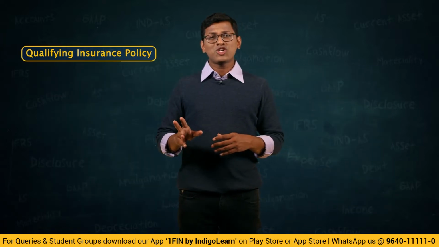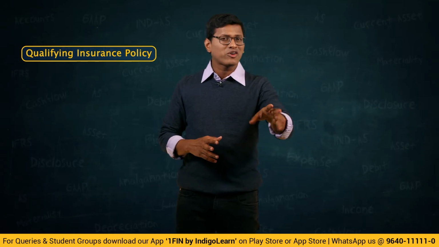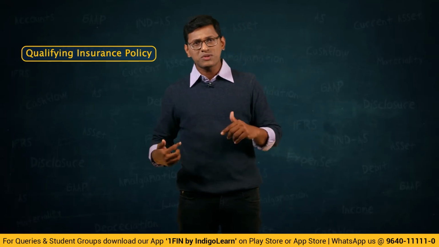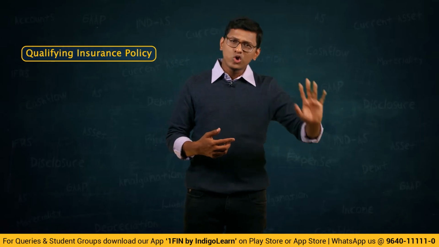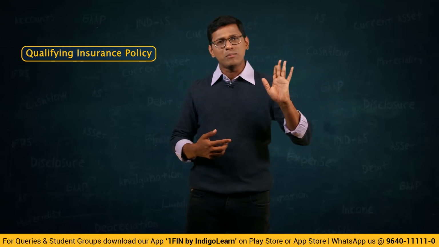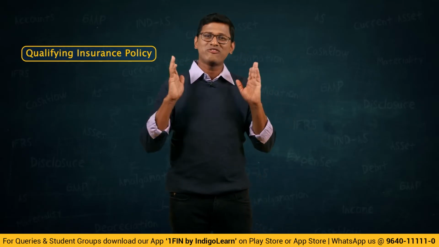Now, let us talk about something called a qualifying insurance policy. Even a qualifying insurance policy has some similarities to that employee welfare fund or employee benefit fund we just spoke about. Once you transfer money into that qualifying insurance policy, you cannot take it back for the company's purpose. It is generally meant to be used only for employee benefit. However, things like reimbursements are permitted. Let us look at the definition.